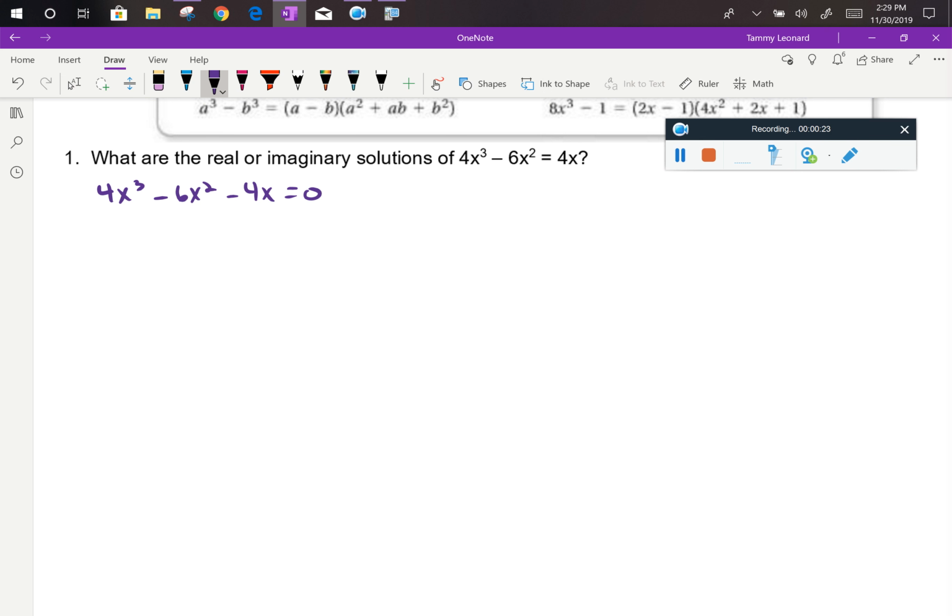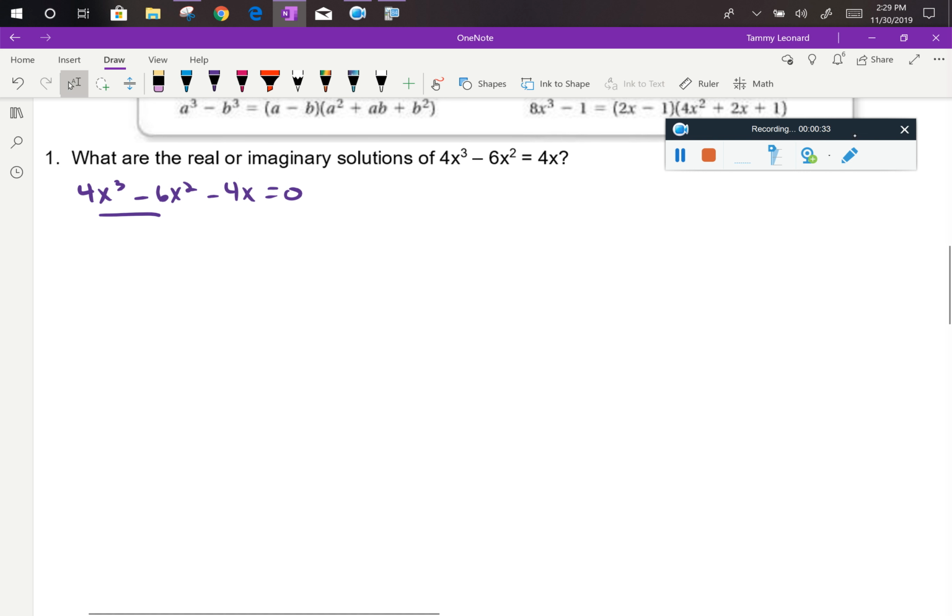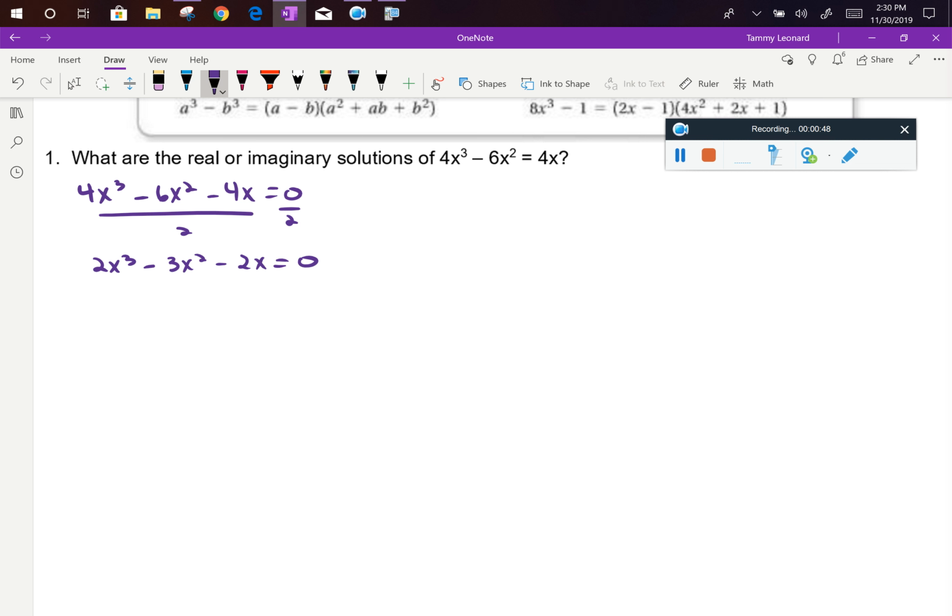I know I'm going to need to factor in order to solve, but right away I noticed that all of these numbers are even. Personally, I would divide both sides by 2 to make everything smaller. I now have 2x cubed minus 3x squared minus 2x equals 0. Everything's just going to be a tad bit simpler to work with. I can divide both sides by numerical factors. I can't do that with variables because I would actually lose one of my variable factors.